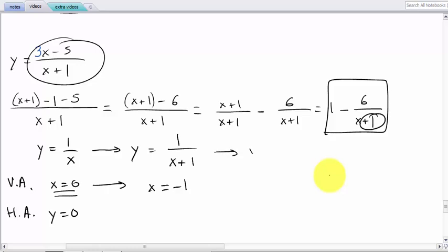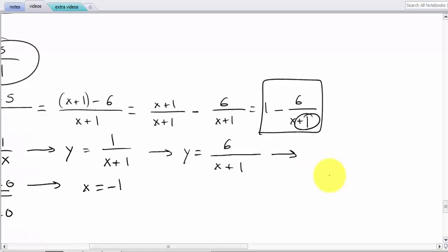You go to y equals 6 over x plus 1. Now, if you remember what that does, it's a vertical stretch. You will not change the vertical asymptote, right? It's just going to be the same vertical line right here. Then you go to negative 6, so that's a reflection across the x-axis. y equals negative 6 over x plus 1.